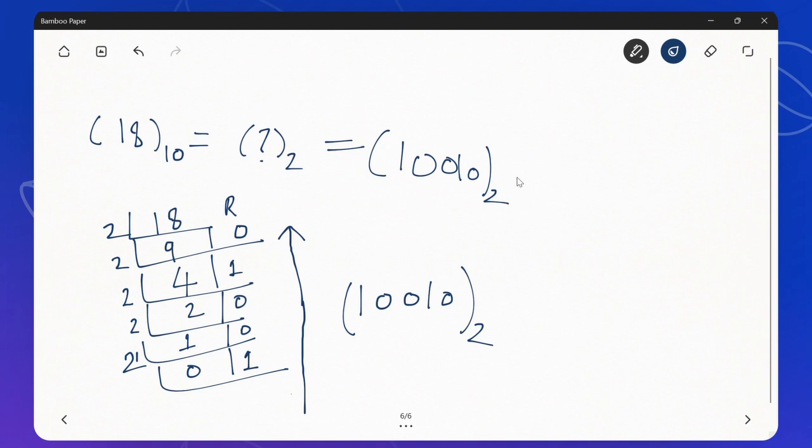Remember that we find the remainders, and even the last number is divided and it comes as a remainder, and we write all the remainders in the reverse order, that is from bottom to top. So this is how a conversion is done from a decimal number to a binary number. Now in the next video we will see a very important topic, that is conversion of a fractional decimal number to a binary number.